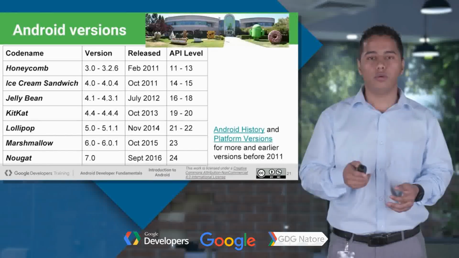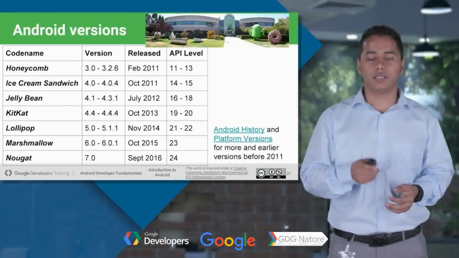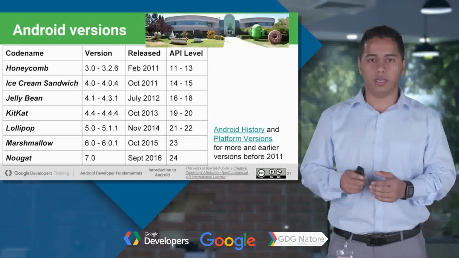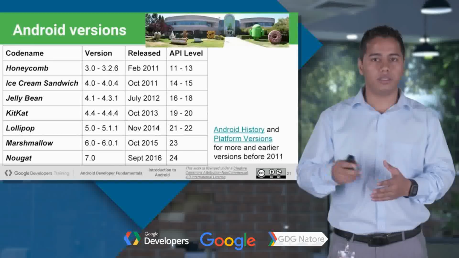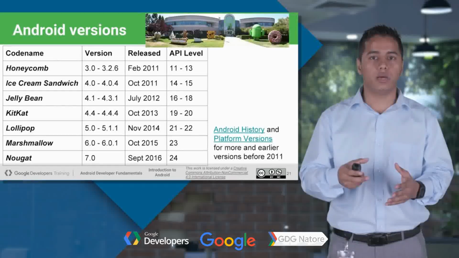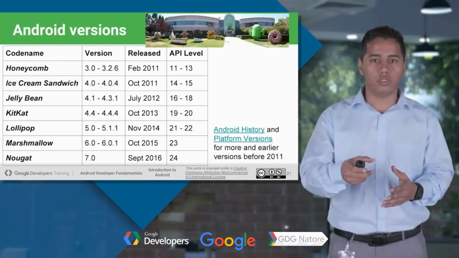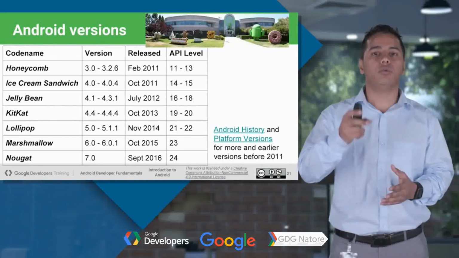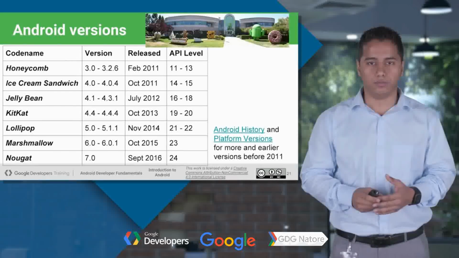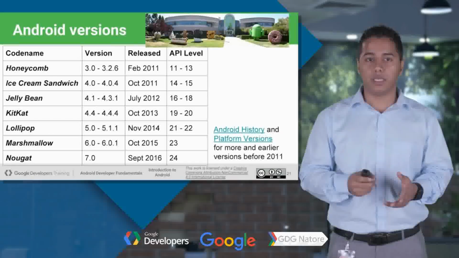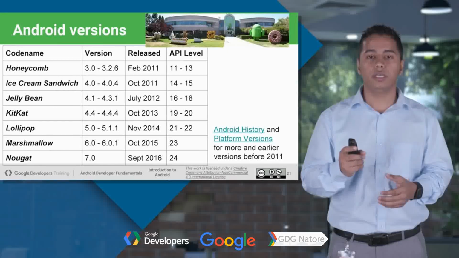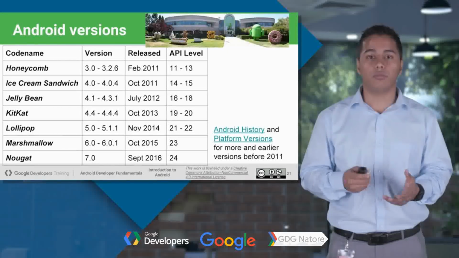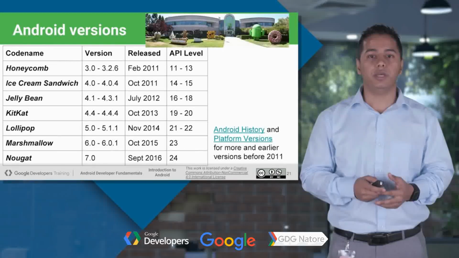One more thing I really want to discuss here is API level. Each version works on a particular API level, and API stands for application programming interface. There is a set of classes provided at each Android version, which you will use to develop your Android application for that particular version. Like if I want to develop an application for KitKat, I will be using API 19 to 20. And if I'm developing for the latest version, it will be API level 24.